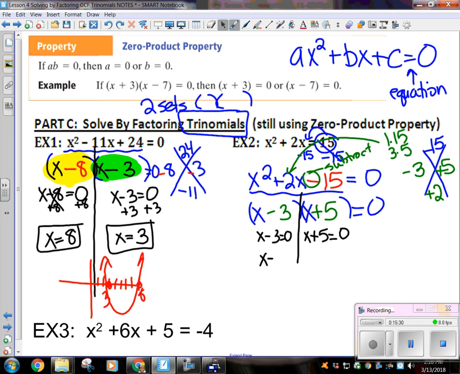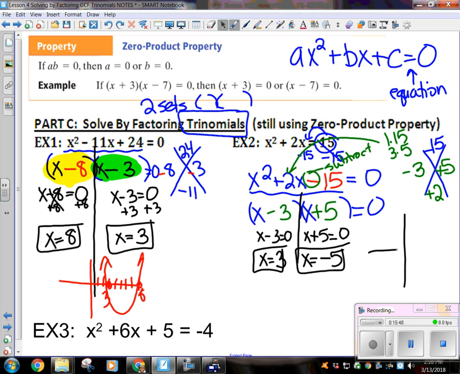My two answers are positive 3, because I move it over, it moves positive, and this one becomes negative 5, because when I move it over. So you're right. Whatever's in the parenthesis comes out to opposite sign. Everybody feel good about that one?